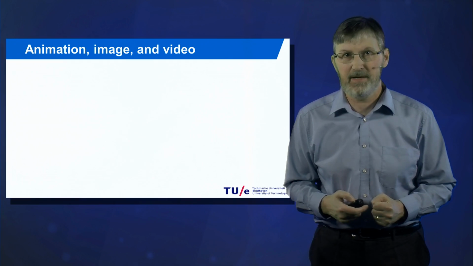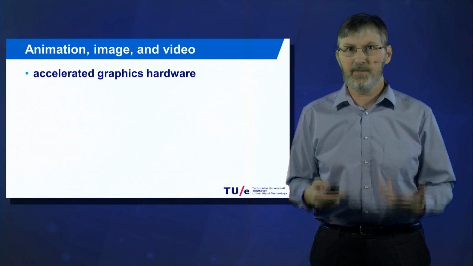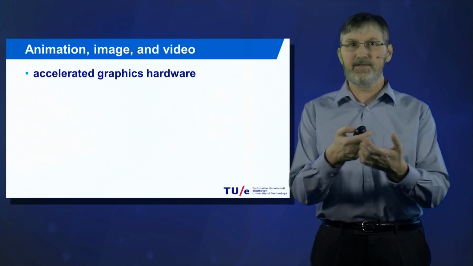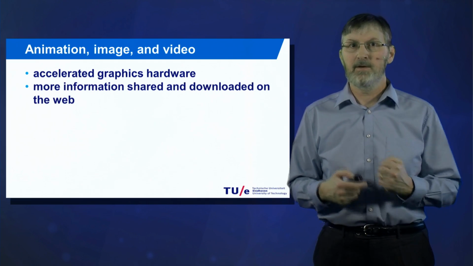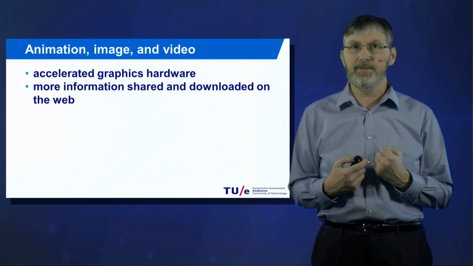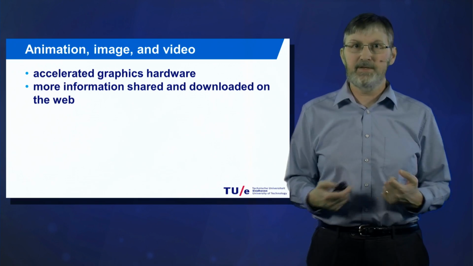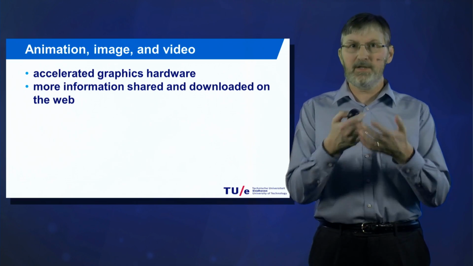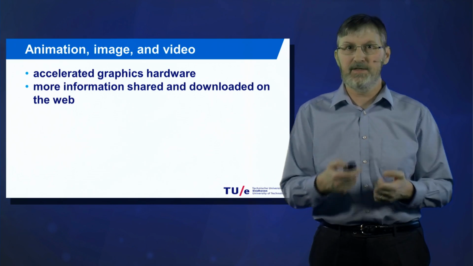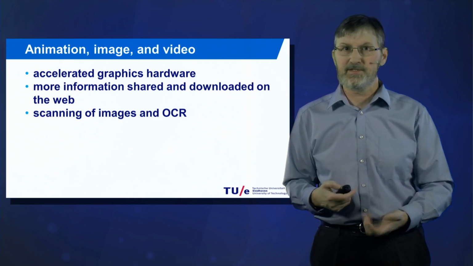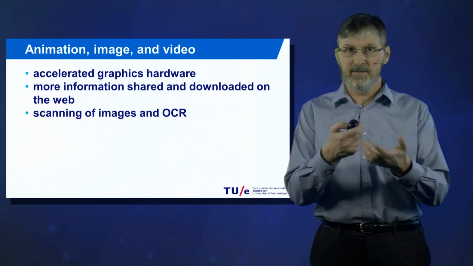A lot of applications nowadays use animations, image processing, and video that requires that we have good accelerated graphics hardware. There is a lot of processing to be done. We download movies from the web, for instance with YouTube. These need to be decompressed and rendered all in real time, which requires heavy processing and heavy compression algorithms. There's also scanning of images, handwriting recognition, all very compute intensive.